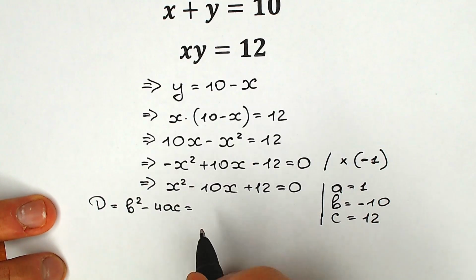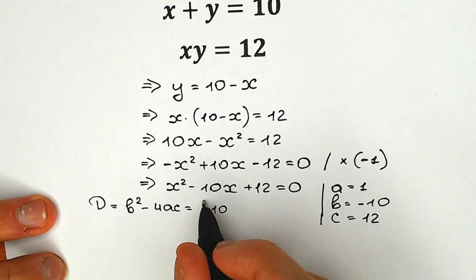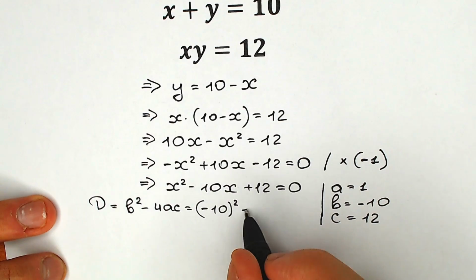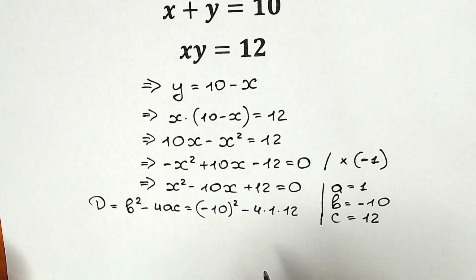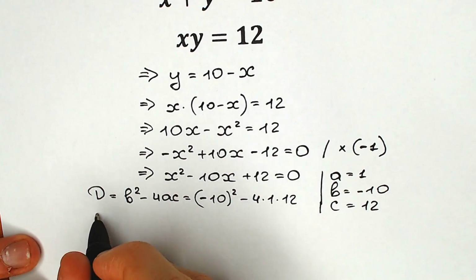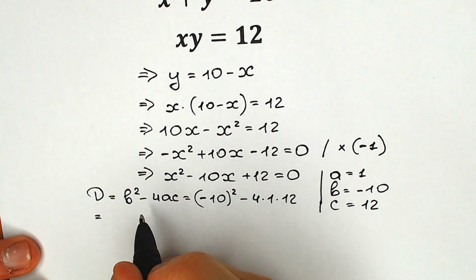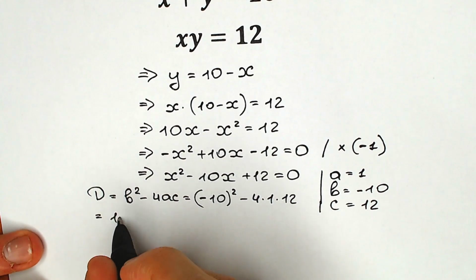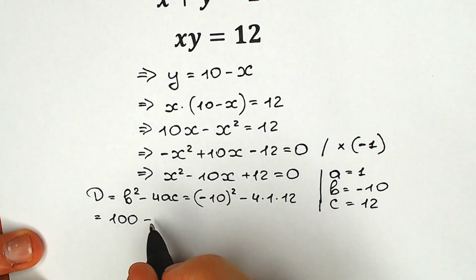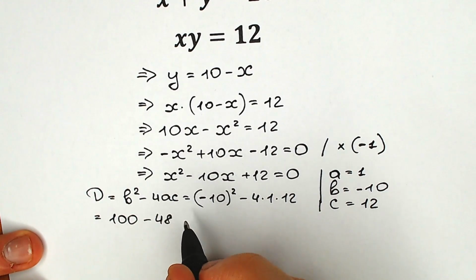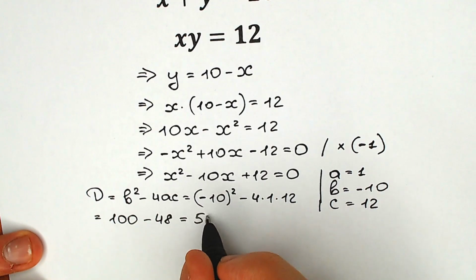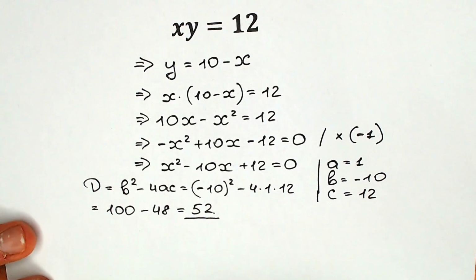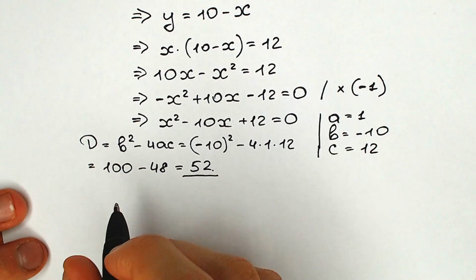As a result, what do we have? b squared, so minus 10 squared, minus 4 times 1 times 12. Really great. Equal to 100 minus 48. So our discriminant is positive, so it means that here we have real number roots. So this is really great. So we have 52. This is our discriminant.